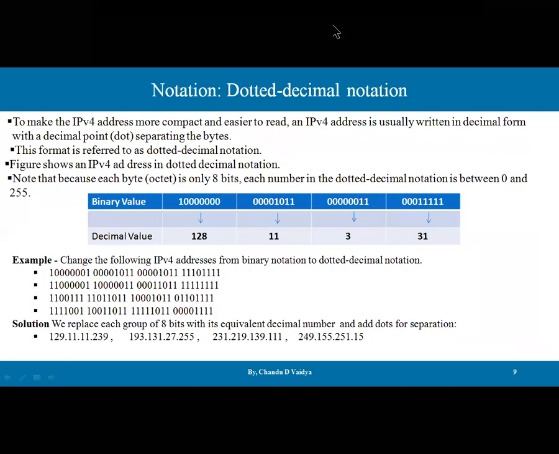Let's take the second notation. The second notation is called the dotted decimal notation. To make the IP address more compact and easier to read, the IP version 4 address is usually written in decimal form with a decimal point, a dot, separating the bytes. The format is referred to as dotted decimal notation. The figure shows how it is going to work. Note that because each byte or octet is 8 bits, each number in the dotted decimal notation is between 0 and 255.